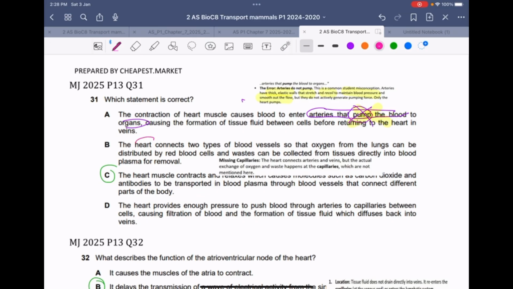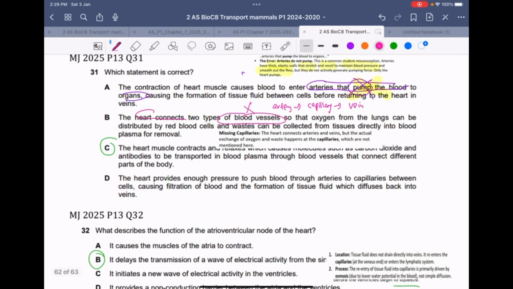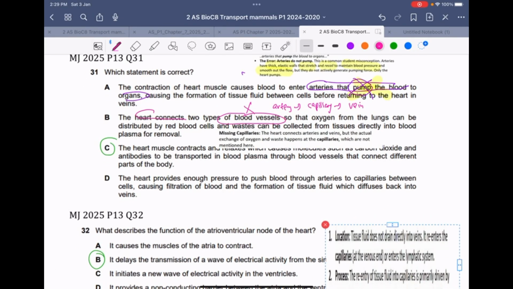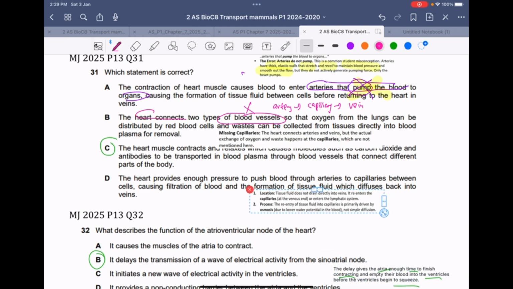Okay, it says that the heart connects two types of blood vessels, which is one artery, one vein, and they can connect to each other. It is incorrect because they should go from the artery to the capillary and then to the vein. They must pass through the capillary. And then option D, the heart provides enough pressure to push the blood through the artery to the capillary between the cells.